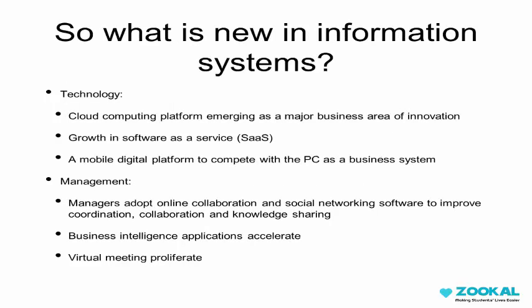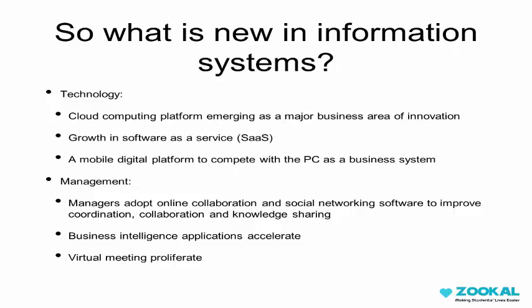So what is new in information systems? Well, obviously there's technology. Cloud computing platform is emerging as a major business area of innovation. We will look at cloud computing later on in the semester, so don't worry too much about that. Growth in software as a service. We will also look at this later on, but Microsoft is a sort of software and they give you better applications every time they update. And then a mobile digital platform to compete with the PC as a business system. As you guys have seen lately, you can pretty much do anything on your mobile phones, and that's what's competing with the PC.